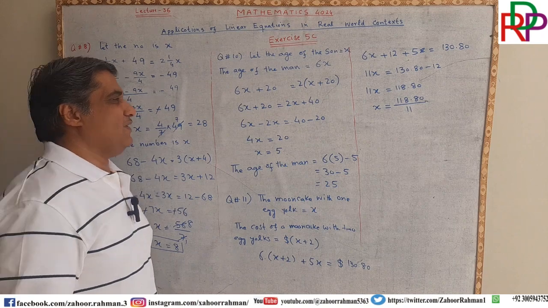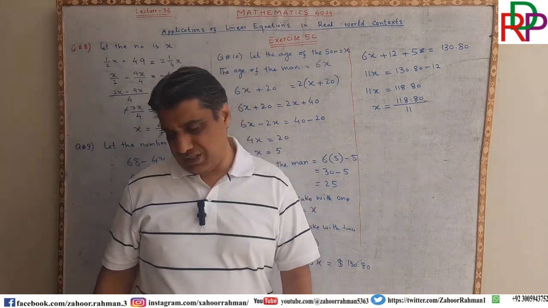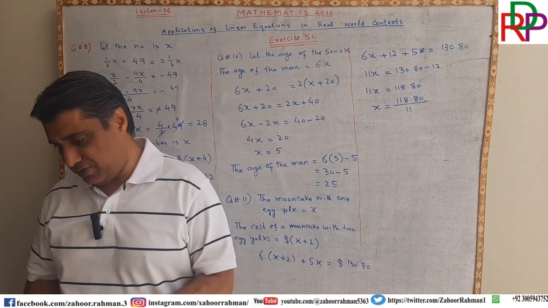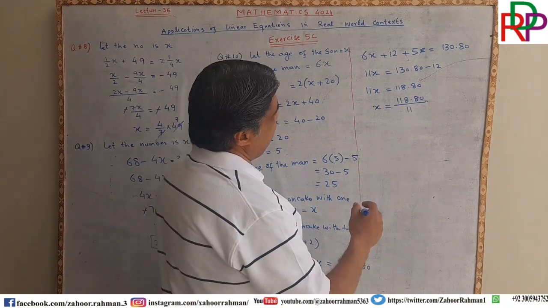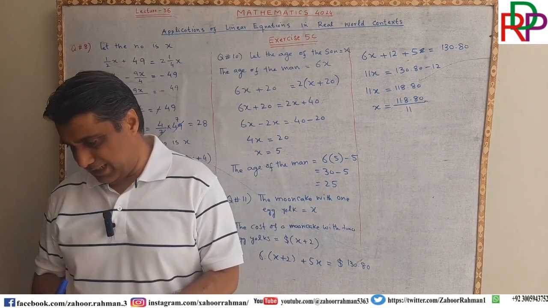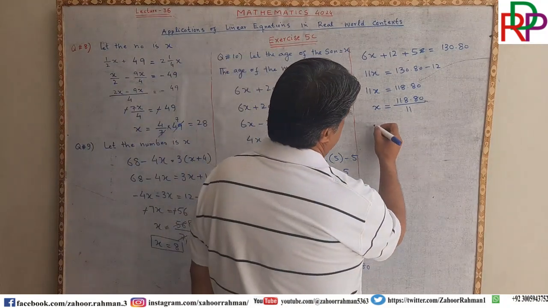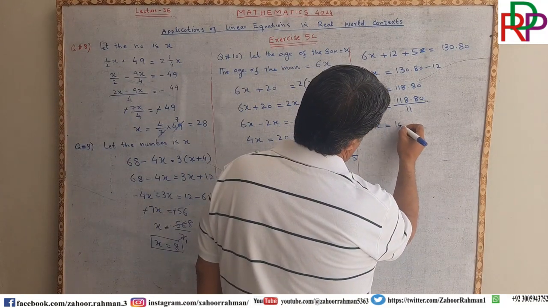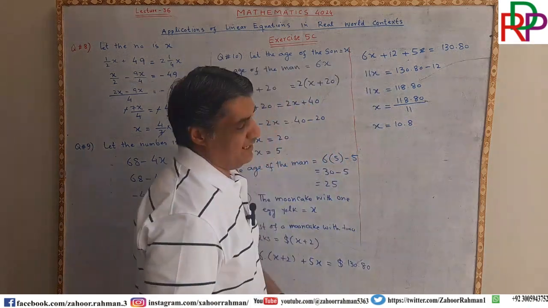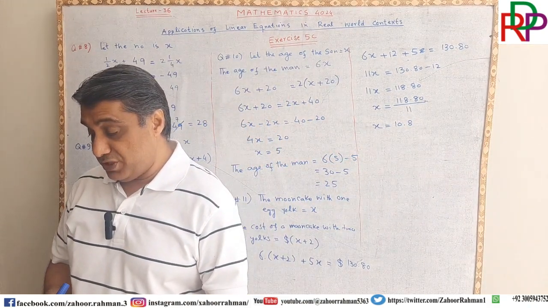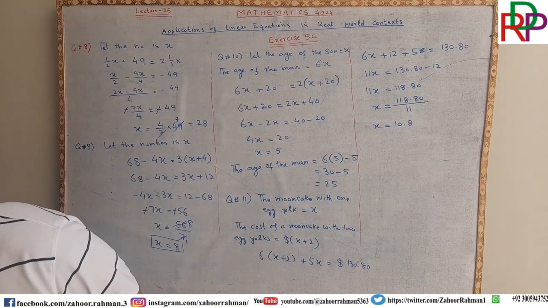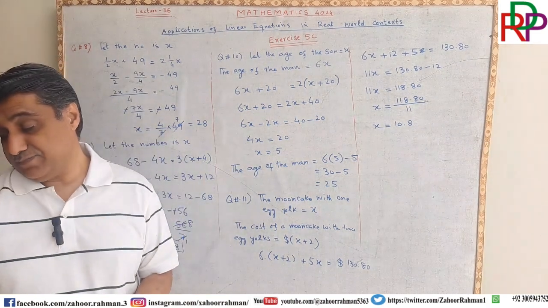So when we divide this 118.80 by 11, it will give you 10.8. It will give you x is equal to 10.8, and the cost of a moon cake with two egg yolks we have to find.